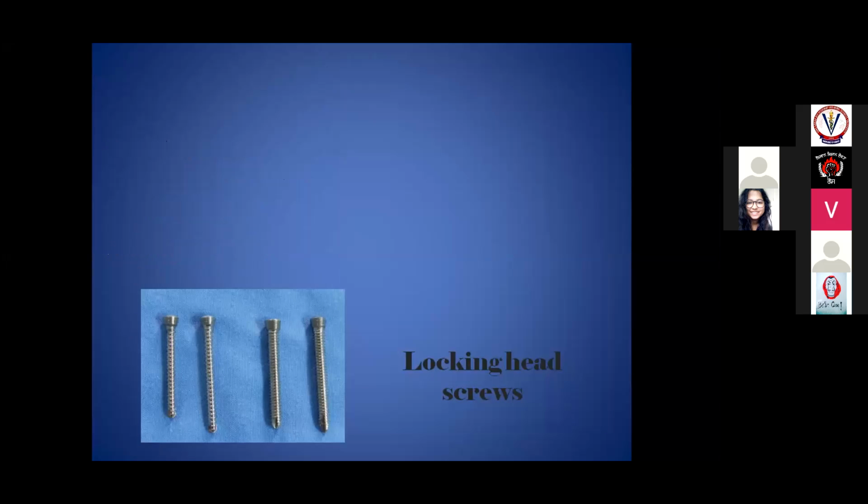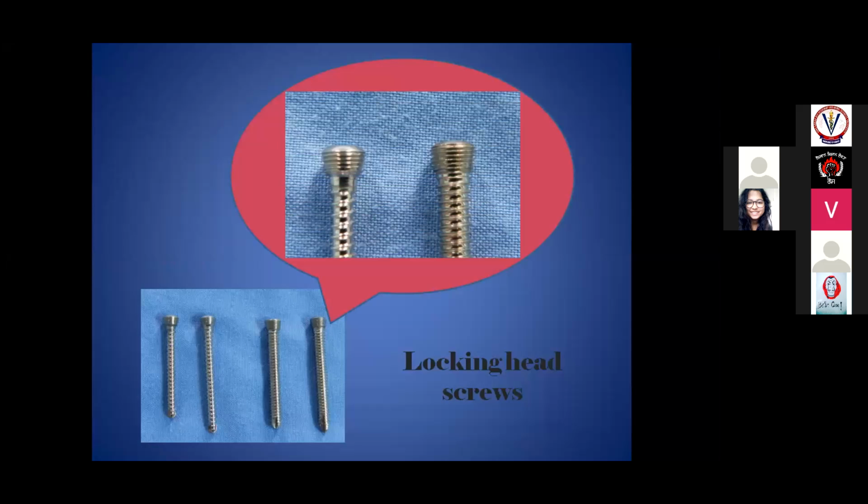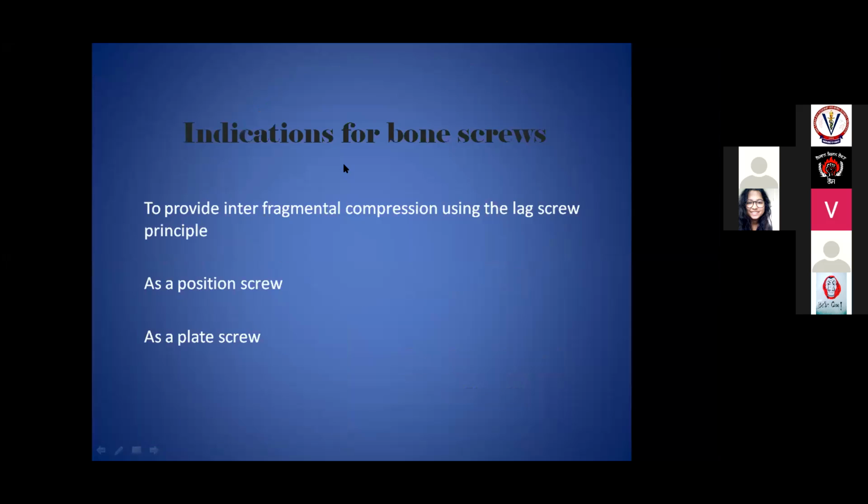So these are locking head screws. Locking head, as the name indicates, the head will also have a thread which will get locked with some special type of plates which we will see. So these are called locking head screws. You can see the magnified image. The head of the screw is also having threads, and these threads will get locked with the plate.